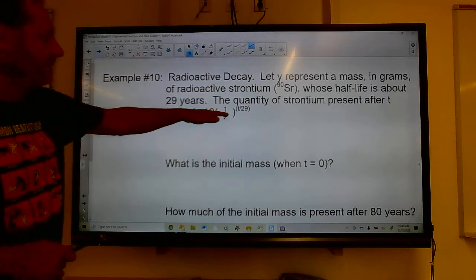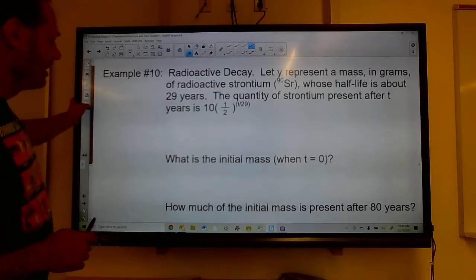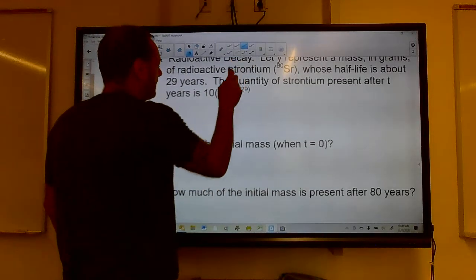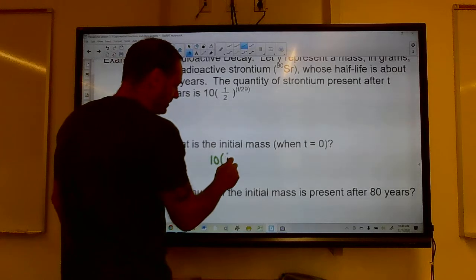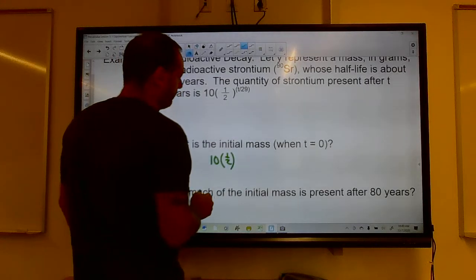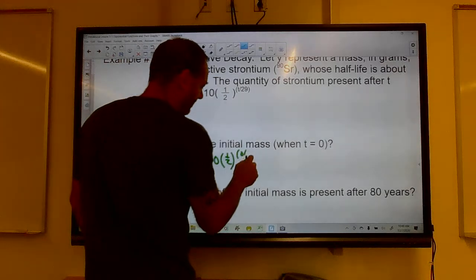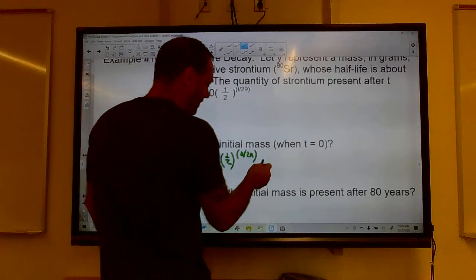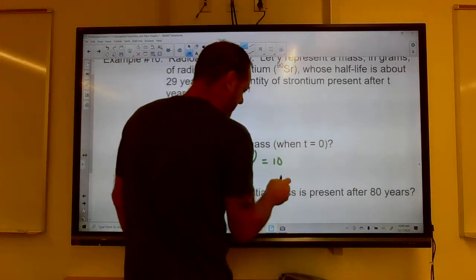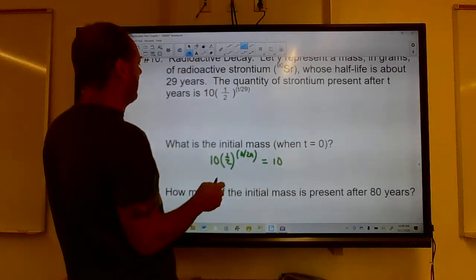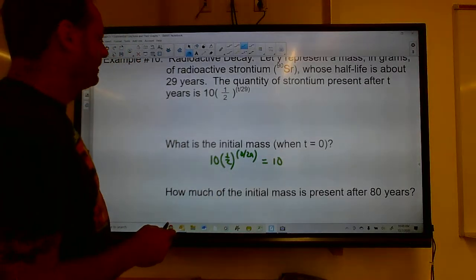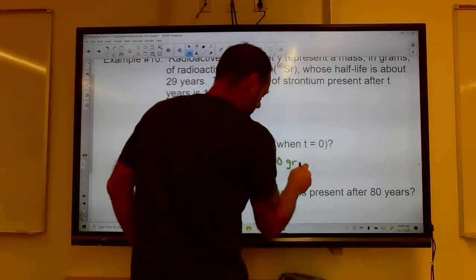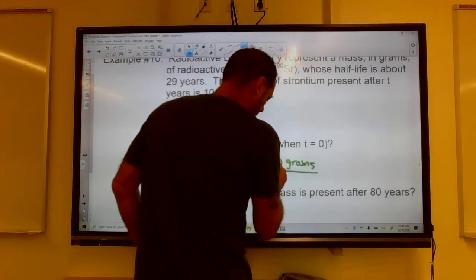So this is just an exponential equation. What is the initial mass when t is 0? I plug 0 into this and get 10 times 1/2 to the 0 divided by 29 power. Well, that's just 0, and 1/2 to the 0 power is 1. So this is 10 times 1, which is 10. Yes, it's in grams. I started with 10 grams.